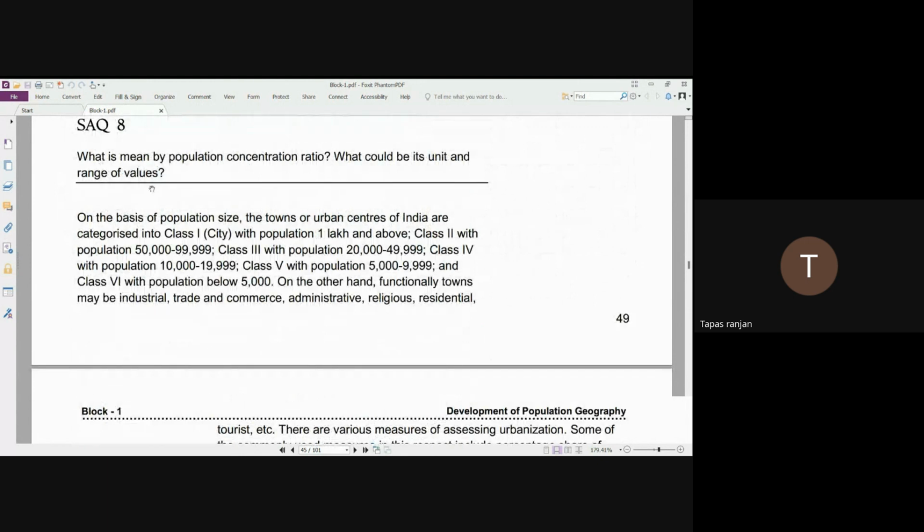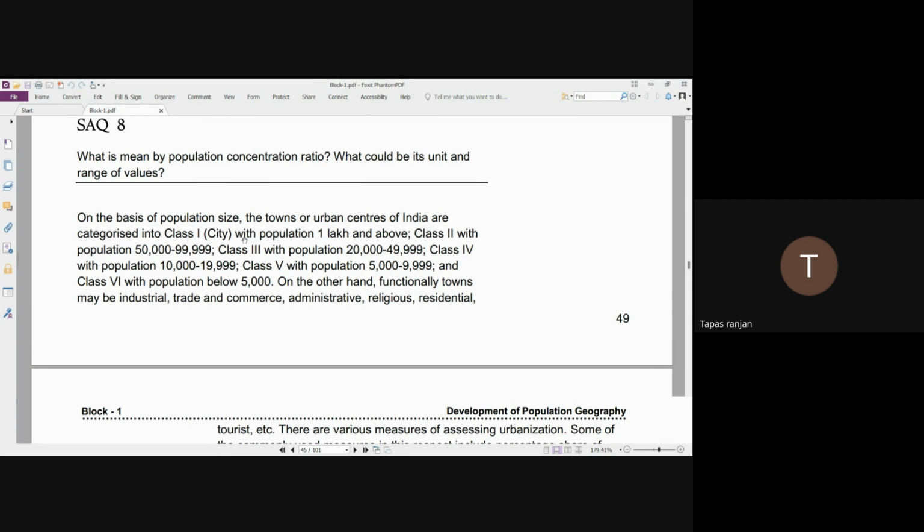So on the basis of population size, the Census of India has divided the cities into different categories: class 1 town, class 2, class 3, class 4, and class 5. Then you have class 6 towns. So you have six classifications, in which, based on the population size only, the Census of India has divided the classes of towns. You can go through it.